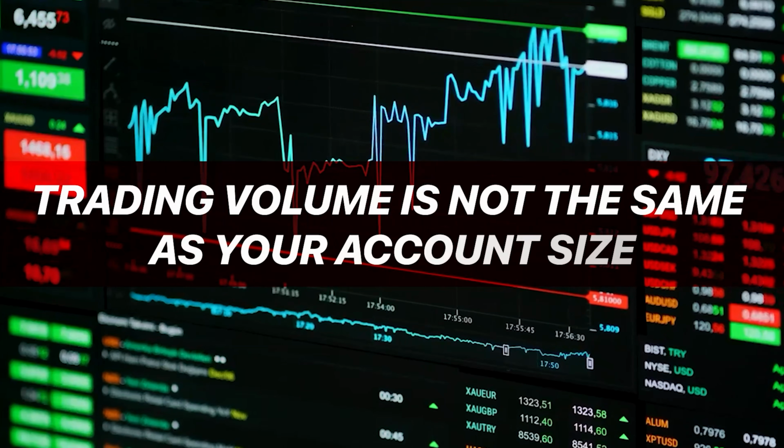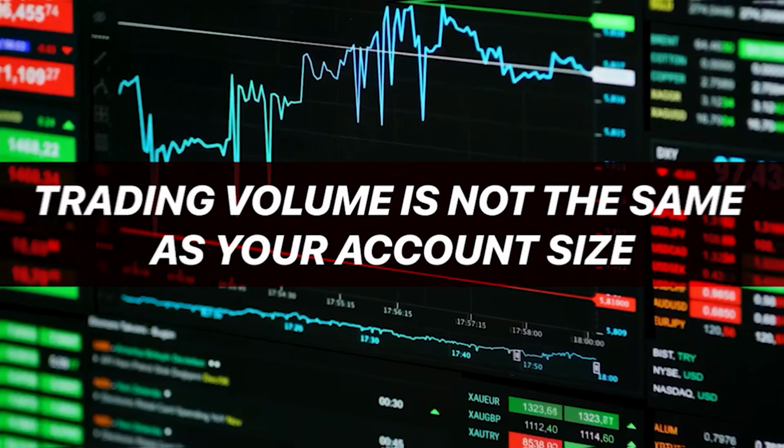And here's where things get really interesting. Trading volume is not the same as your account size. If you have $1,000 in your account, it doesn't mean that you are only trading $1,000. You can generate thousands of dollars in cumulative trading volume depending on how frequently you enter and exit the position.